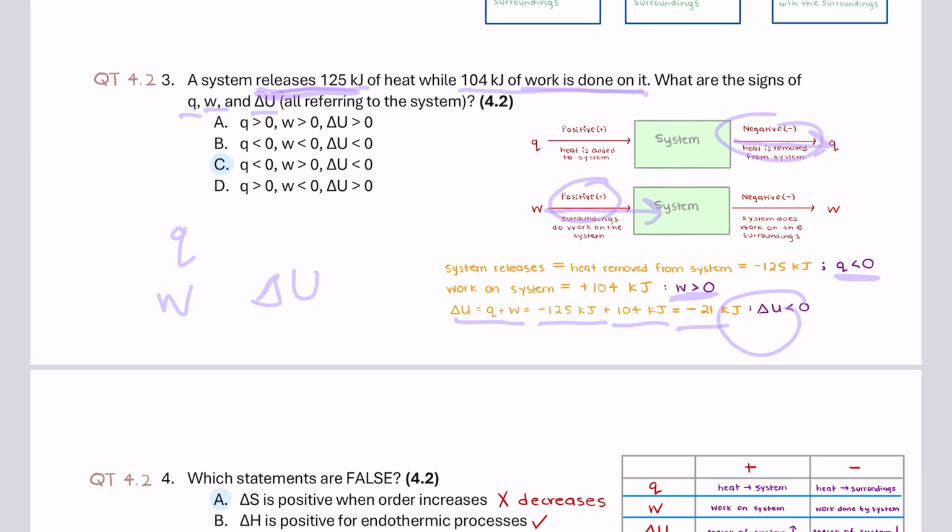So to summarize, heat is negative, work is positive, and change in internal energy is negative. That matches answer choice C.